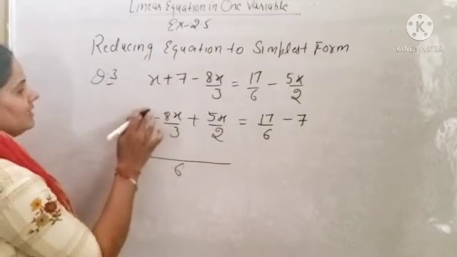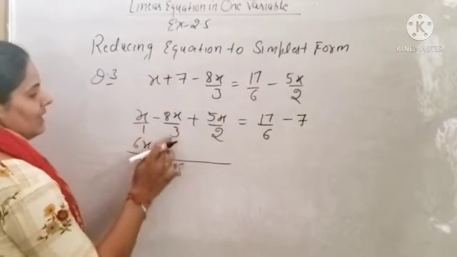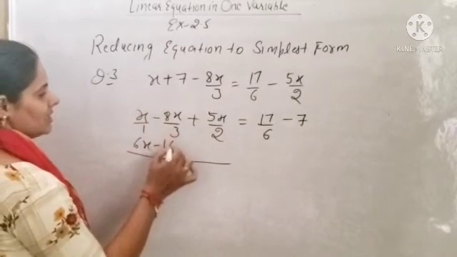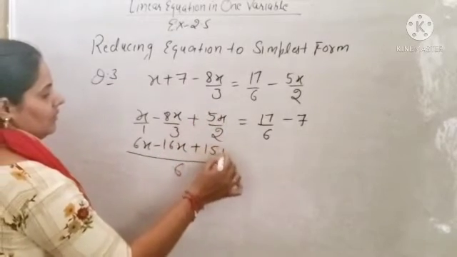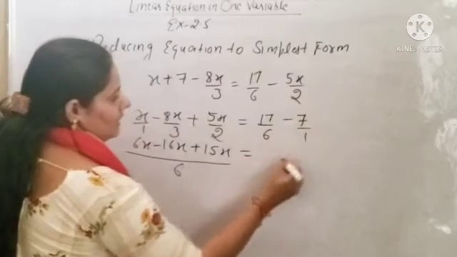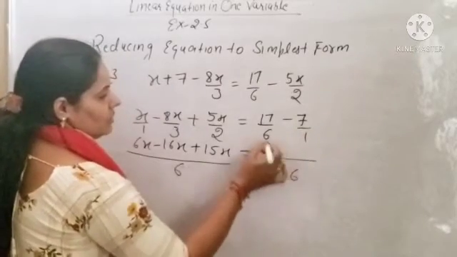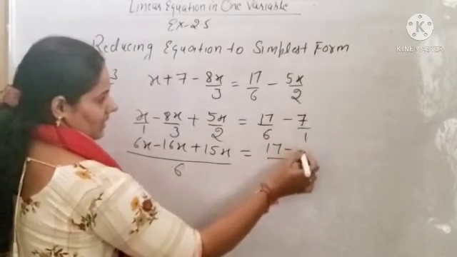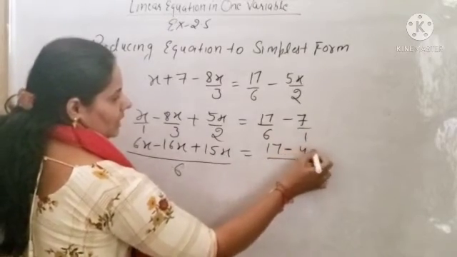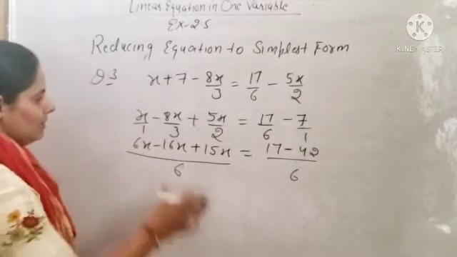So 6 into 1 is 6x. 6 divided by 3 is 2, and 2 into 8 is 16x. Plus 6 divided by 2 is 3, and 3 into 5 is 15x. This is equal to, on the right side, taking the LCM 6: 6 divided by 6 is 1, into 17. 6 divided by 1 is 6, and 6 sevens are 42. Clear? Now solve this equation.